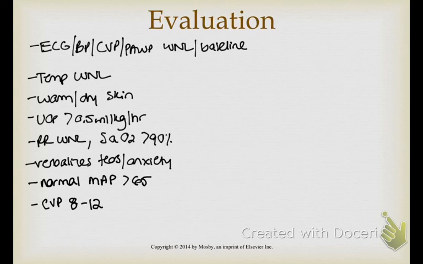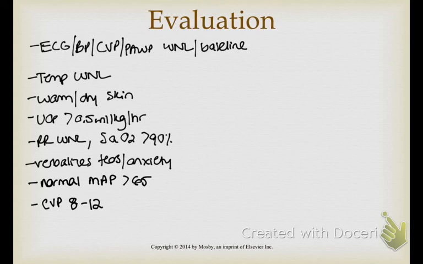Evaluation. This is how we know we've done a good job. So ECG is normal. Everything's within normal or baseline. Temp's normal, right? So they're not septic. They have warm, dry skin. Their urine output is 0.5 mLs per kilo per hour.